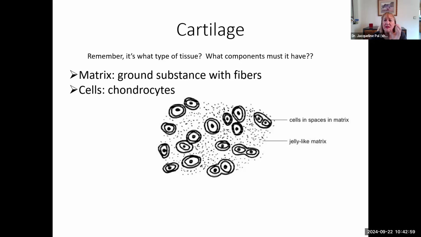And if you remember, we said they're always found in a space. And the name for the space is going to be the same as the name for the space in bone. So the chondrocytes are found in lacunae. Okay. And the matrix has two components, ground substance and protein fibers. And it's the type of protein fibers and the amounts of different types of protein fibers that will determine which of the three types of cartilage we have.